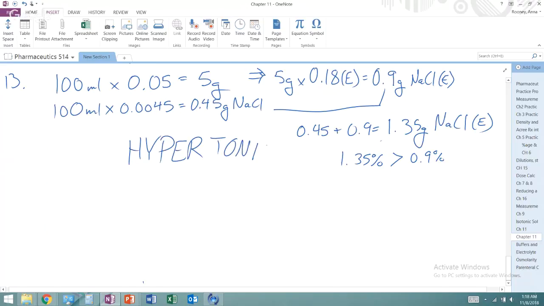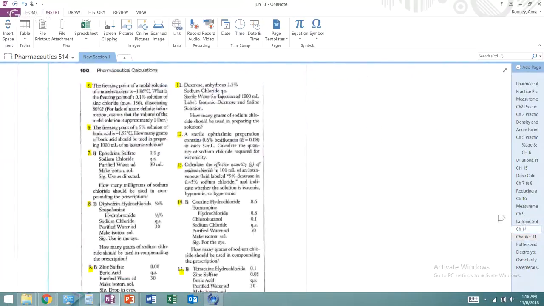Hypertonic. Okay. So why would you ever need a hypertonic or a hypotonic solution? I know there are a couple of times where you will need a hypertonic solution. So a hypertonic solution like this could be used in a patient who is bleeding into the brain.